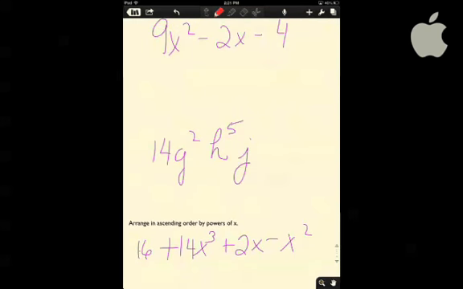Now let's look at the polynomials and see if we can put it in ascending order. Ascending order means to go up, and in this particular problem we are putting it in ascending order by powers of x. So we look at our x variable. There isn't an x variable in the first term, although if there was one, I could write it as x to the 0 power because x to the 0 power is 1.